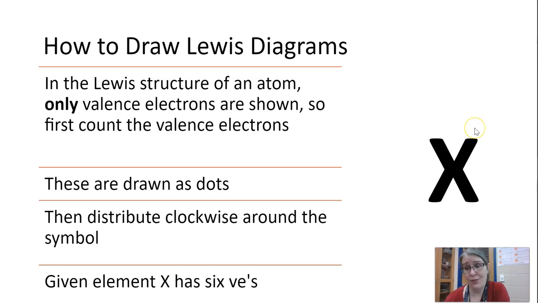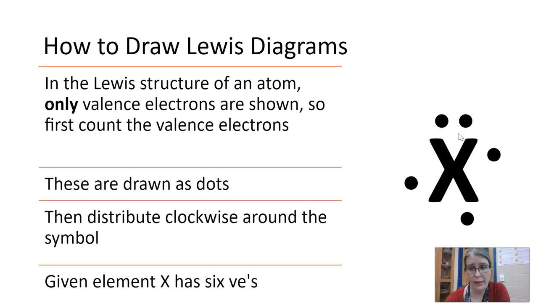So what I'm going to do is I'm going to start somewhere. It doesn't really matter, but in this case, I'm going to start on the top because it makes the most sense. And I'm going to draw one dot clockwise around each side of the symbol. So like I'm going around a compass. So there's north, east, south, west. That's only 4 dots though, and I need 6. So now is when I would go ahead and start pairing up. So 5 and then 6. So this element has 6 valence electrons, and anything that has 6 valence electrons should look about like this.